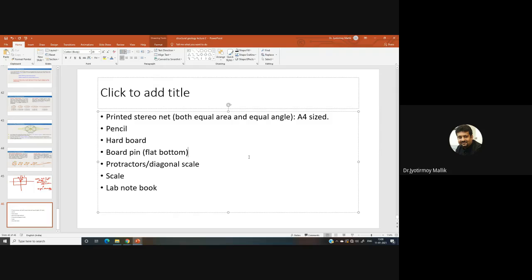Srivats, as you are here, can you please email to all the students to bring these things on Wednesday? Yes, sir. Okay. So these are the things. I hope you all know because you have all done the lab class before, so it's very similar. So we need all these things to do the stereonet exercise, of course.